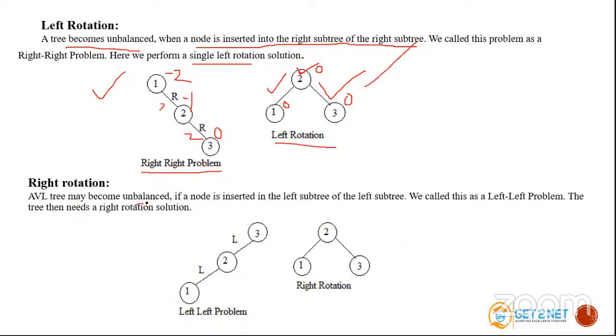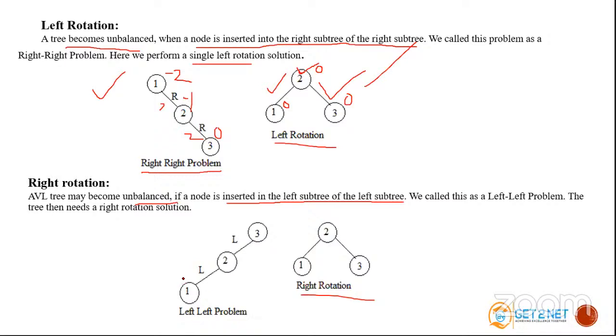An AVL tree may become unbalanced if a node is inserted in the left subtree of the left subtree. See, left to left. We call this a left-left problem. The tree then needs a right rotation solution. The solution, what we said, the right rotation solution. And the problem is said to be the left-left problem.